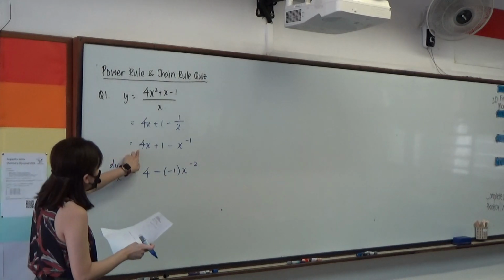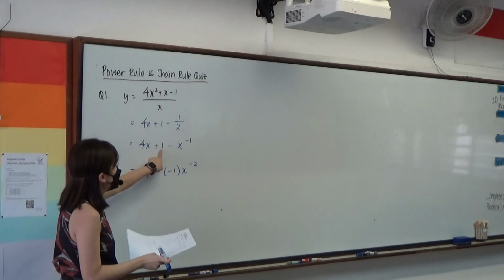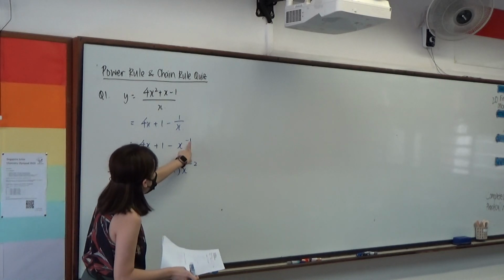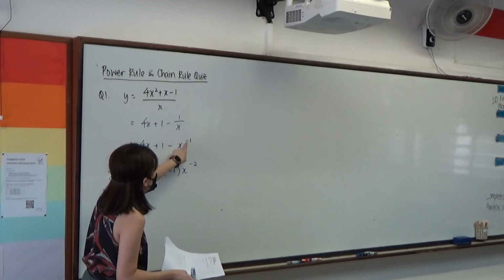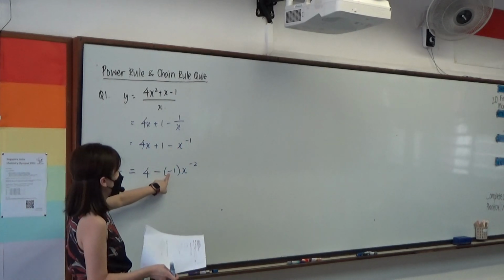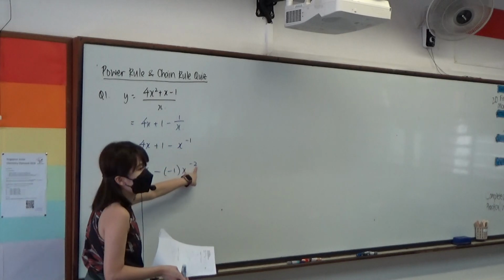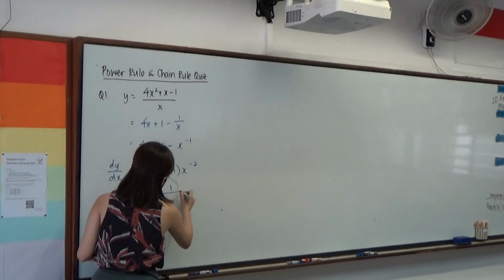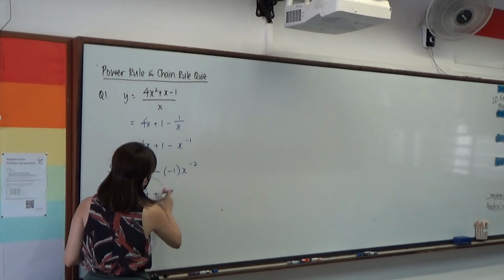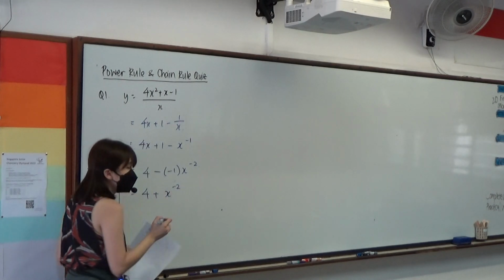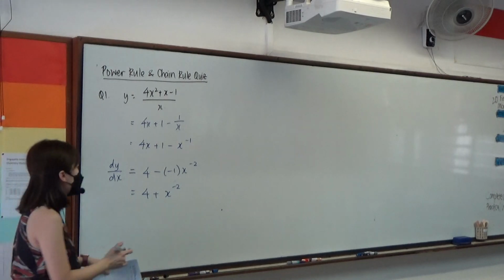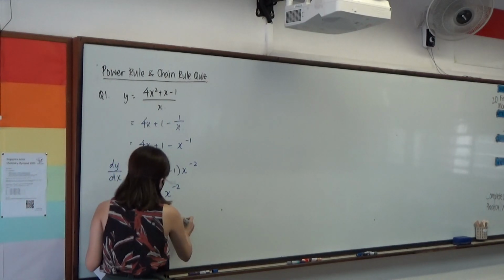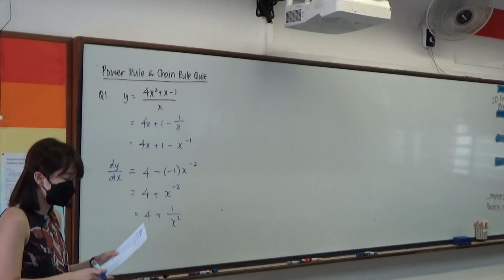So the differentiation of 4x is 4. Differentiation of 1 is 0, that's why I didn't write it. And then this one, power breakdown. So negative gives us a plus later on. Power minus 1, so we get negative 2 for the power. So therefore, the answer will be 4 plus x to the power of negative 2. That is an acceptable answer. Otherwise, you could leave it in positive index form, 4 plus 1 over x squared.